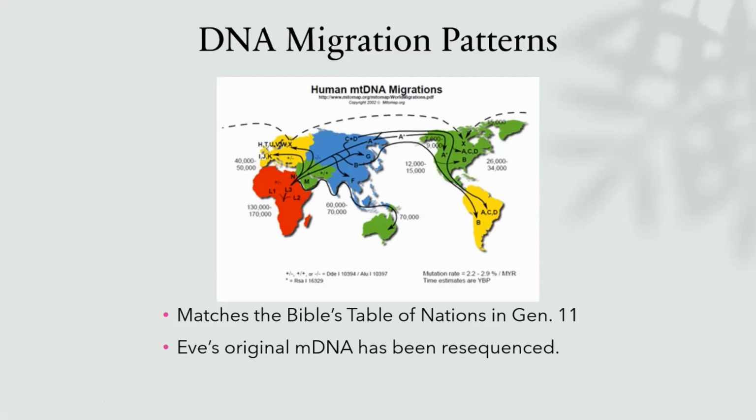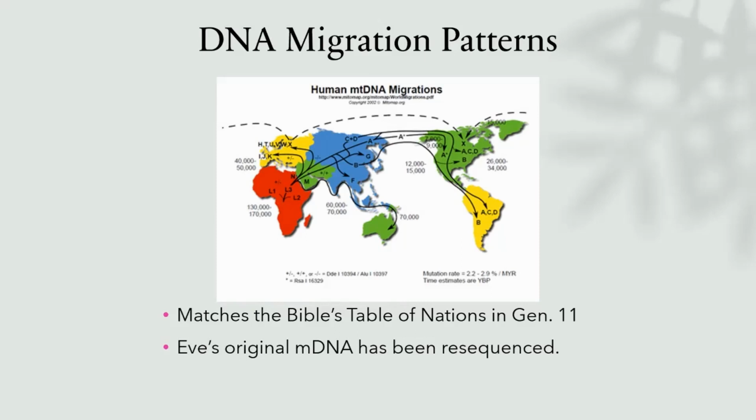Here's an interesting side thing: Eve's original mitochondrial DNA has been resequenced. We now know what Eve's mitochondrial DNA is. This was actually done by the two geneticists that I've already shown you pictures of earlier, Dr. Robert Carter, a PhD geneticist, and Dr. John Sanford, PhD geneticist, inventor of the gene gun.